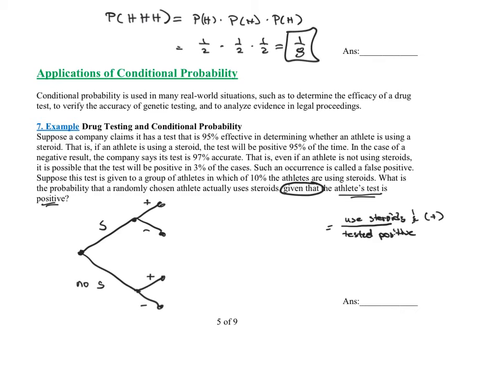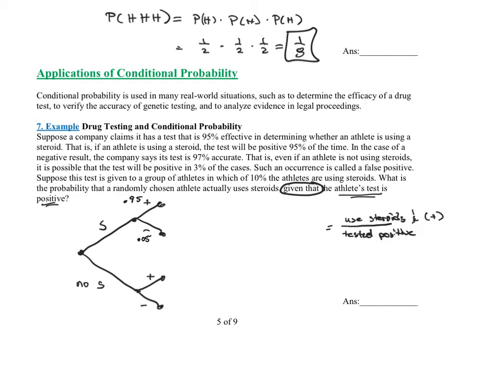So now let's start looking at this. It says, suppose that the company claims that it is 95% effective in determining when an athlete is using a steroid. So what that's saying is, if they use steroids and it tests positive, that's 95% of the time. And actually, why don't I go back? Instead of writing these as percentages, I'm going to go ahead and use the decimal version of those. So I'm going to put 0.95 on that one. Okay? 95% positive. Well, that means that 5%, so 0.05, of those who use steroids, it says negative for. So it's not accurate. It gives false negatives 5% of the time.